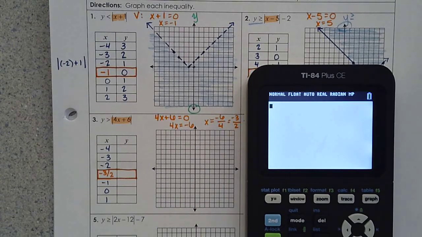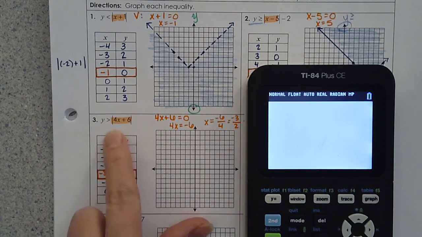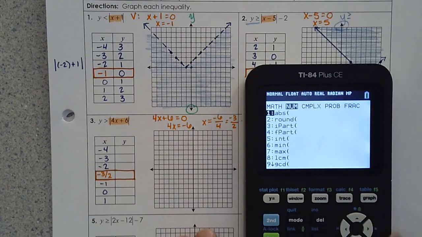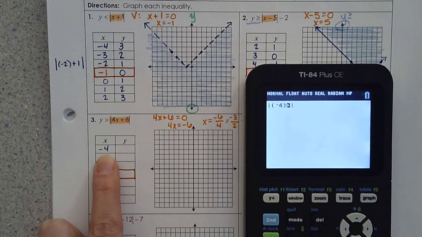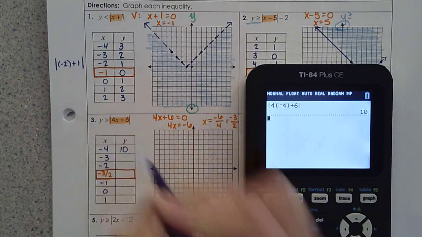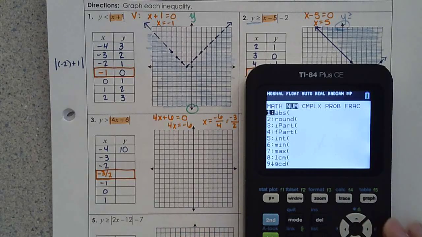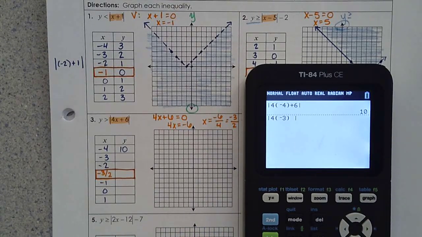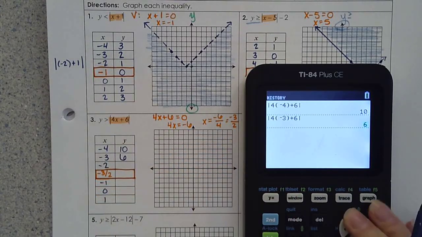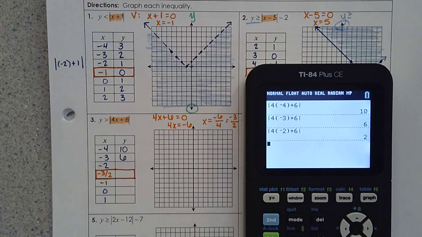All right, so we're filling in this table with the points that we're calculating. These are our inputs for x. We're going to put them into absolute value here, calculate. It's going to give us our output for y. So absolute value, 4 times negative 4 for x plus 6, and I get 10. Absolute value, 4 times negative 3 plus 6, I get 6. Put in a negative 2, we'll get 2.